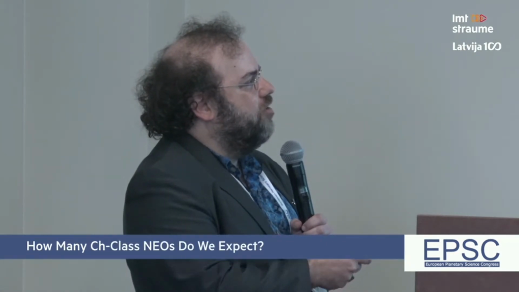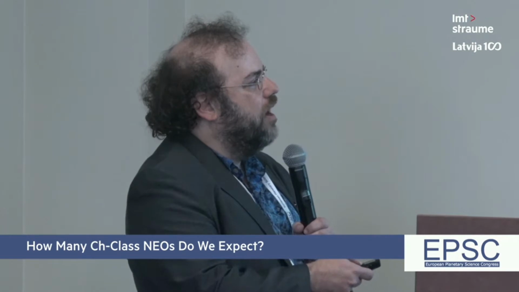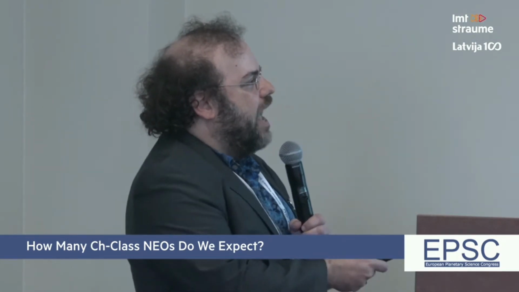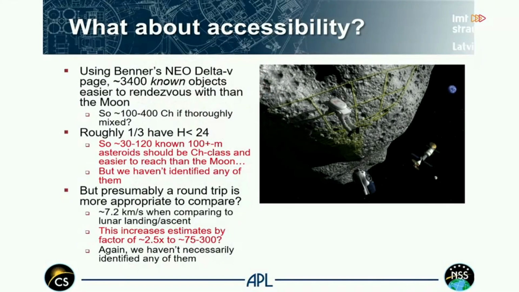If you put in the size screen, about a third of them are going to be 100 meters plus. So again, there should be maybe as many as 120, certainly several dozen CH asteroids. So this is, again, the type that you're looking for. Should be easier to reach than the moon. But we haven't identified any of them.